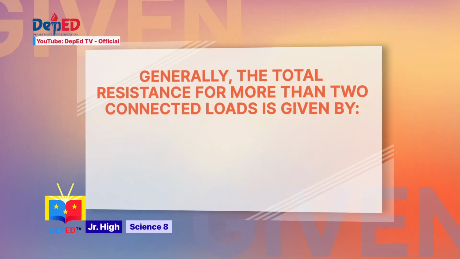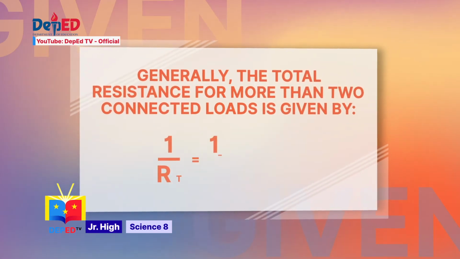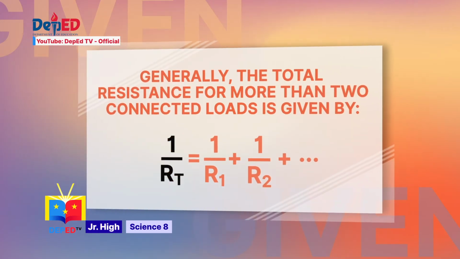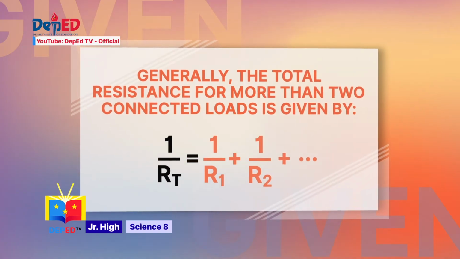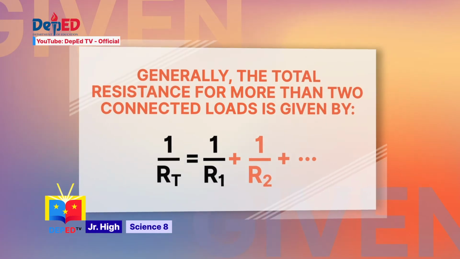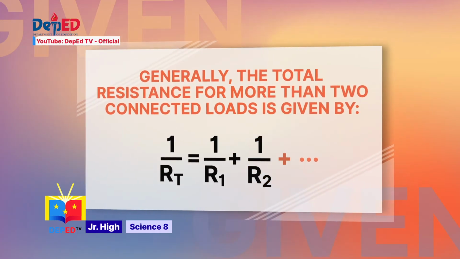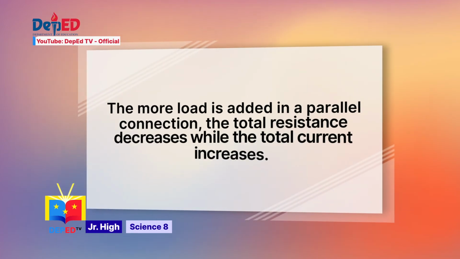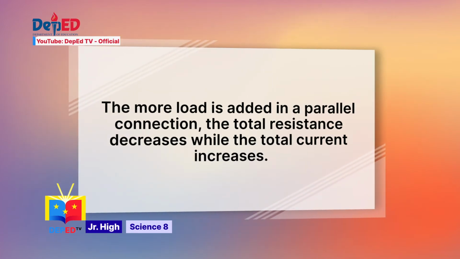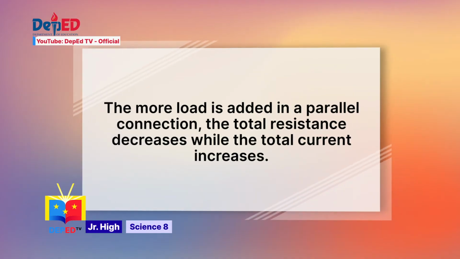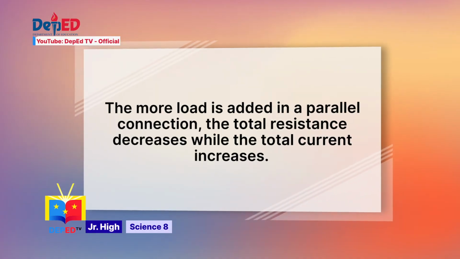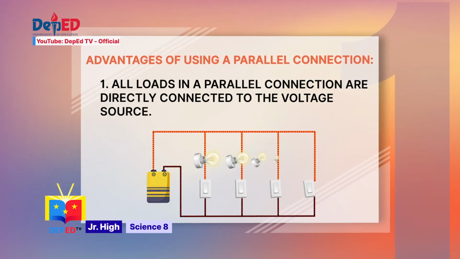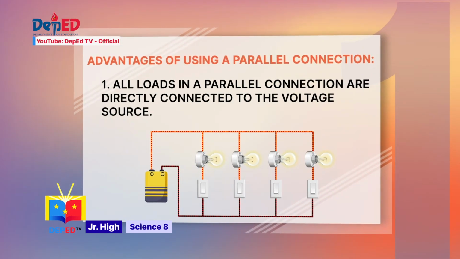Generally, the total resistance for more than 2 connected loads is given by 1 over RT is equal to 1 over R1 plus 1 over R2, and so on. The more load is added in a parallel connection, the total resistance decreases and the current also increases. Let us now talk about the advantages of using a parallel connection.